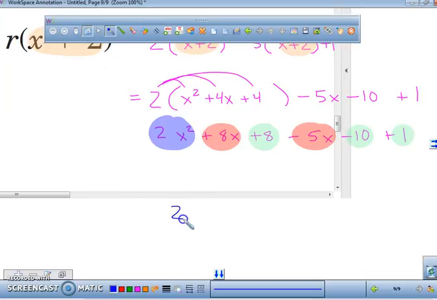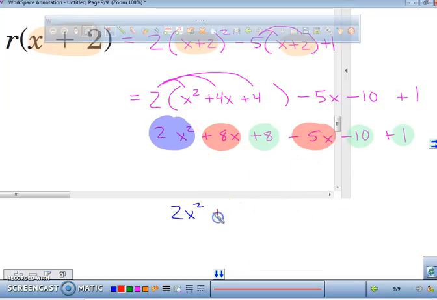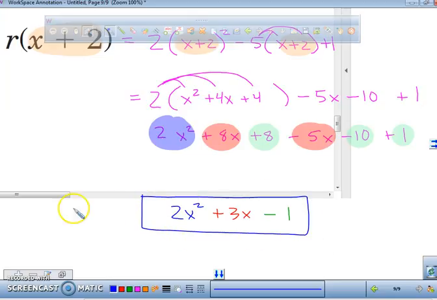Here we go. We've got 2x squared. That's my blue. Let's look at our red. How many x's do we have? We have 8x minus 5x, which gets us 3x. Then let's look at our constants at the end. We've got a positive 8, a negative 10, and a positive 1. And that's your final answer. So what is r of x plus 2 actually equal to? r of x plus 2 is 2x squared plus 3x. That's it. I hope this video demonstrated how easy this is.